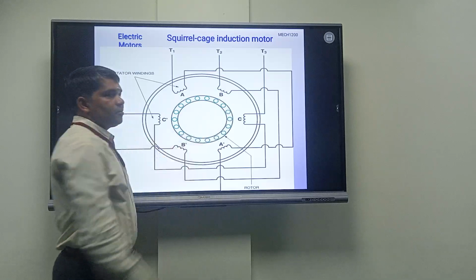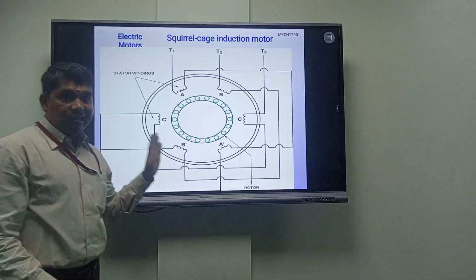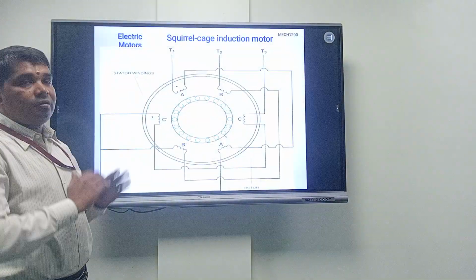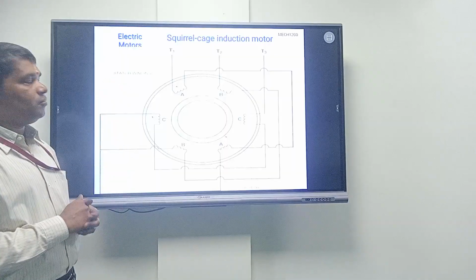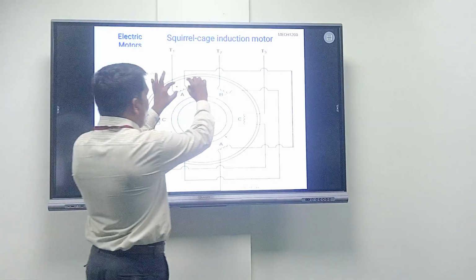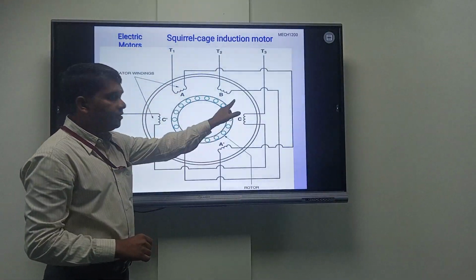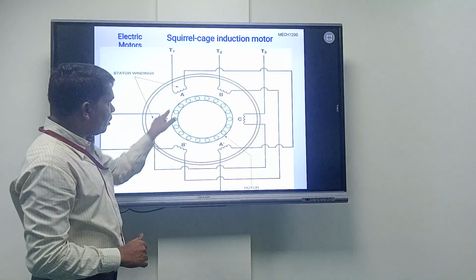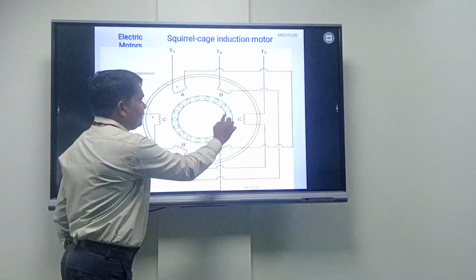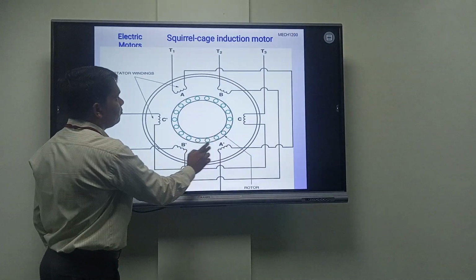Rotor, this is the rotor representation. This outer frame is the stator, because this is the circuit diagram, right? Earlier we have seen the winding diagram. It's a circuit diagram where the connection is given. The outer frame, stator, will have the three-phase winding, and the rotor will have the single rotor construction with closed conductors. That is nothing but your rotor.